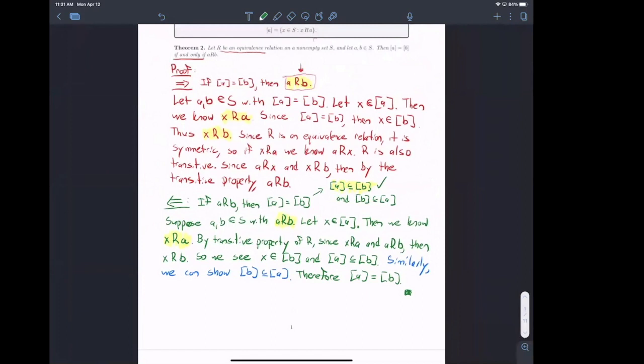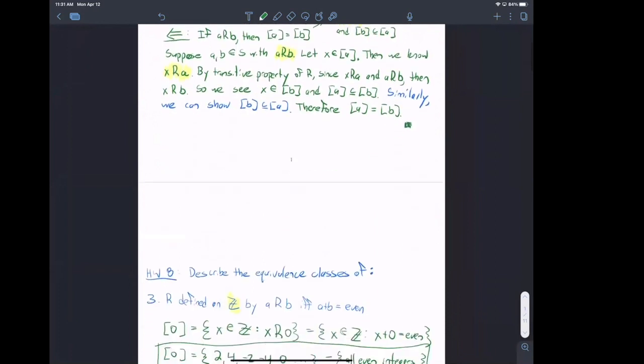So this is really getting at why these three properties of equivalence relations were really nice: they give us nice, well-defined equivalence classes. If two things are related, then their equivalence classes are related. Any questions? Okay.